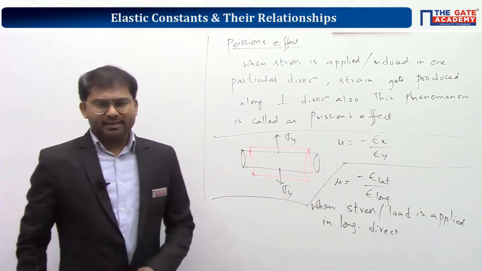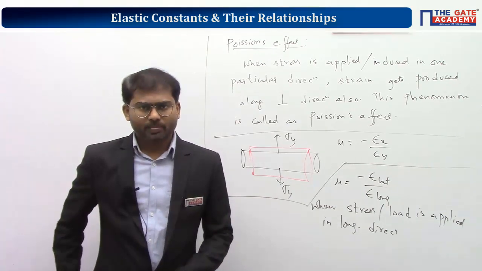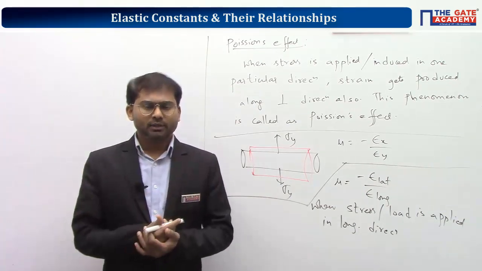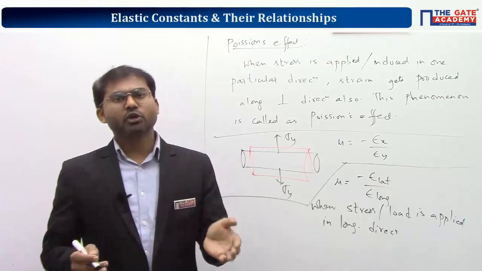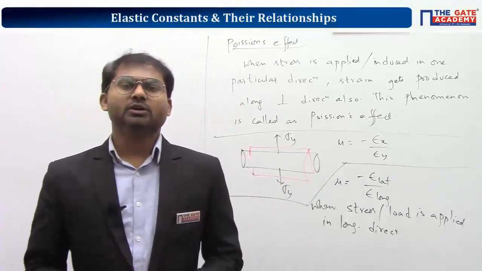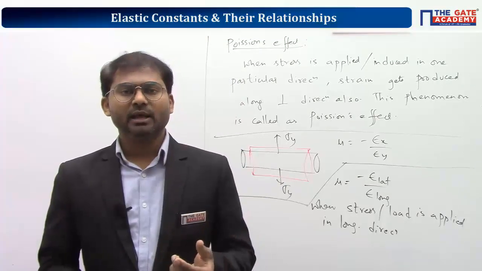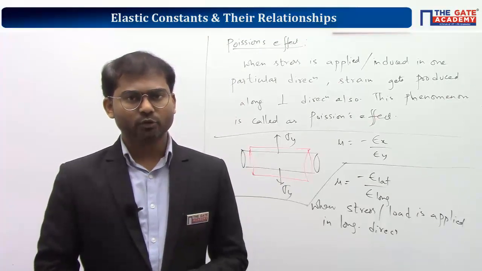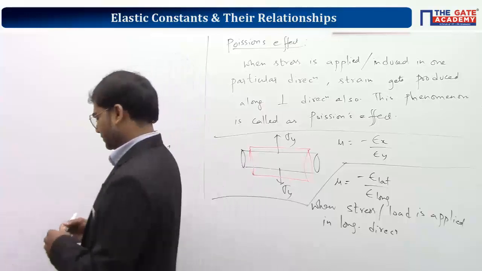If you take any isotropic solid on earth, it has a Poisson ratio from 0 to 0.5. So it should be remembered. For any isotropic solid or isotropic engineering material, the Poisson ratio value will lie from 0 to 0.5. Understand? You can copy this.